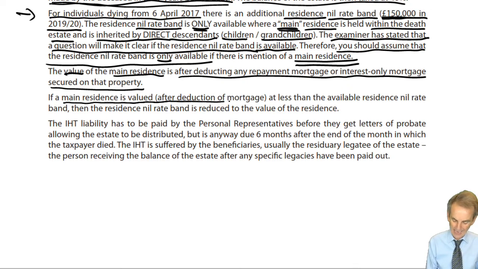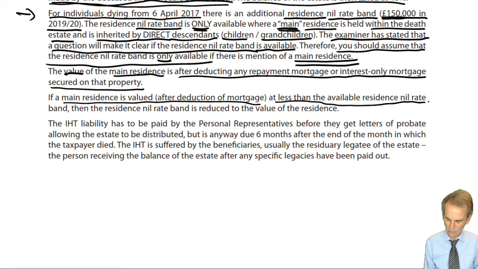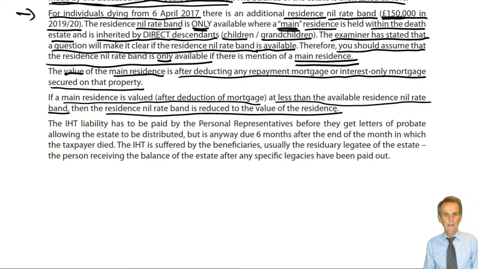If, of course, the main residence is valued after deduction of the mortgage at less than the available residence nil rate band, basically again using the 1920 tax year rate, it's less than £150,000, then of course the residence nil rate band is reduced to the value of the residence. If we had a property that was worth £200,000 that had an £80,000 mortgage against it, secured as it would be upon it, then the net value of that property within your death estate is only £120,000. Therefore, you've got 150,000 residence nil rate band available. Your main residence, as it would be labelled within the question, is 120,000. So you use £120,000 worth of residence nil rate band. You can't have 150 and use the extra 30 against any other assets. So it's going to be the lower of that net value of that main residence, or 150,000 maximum.